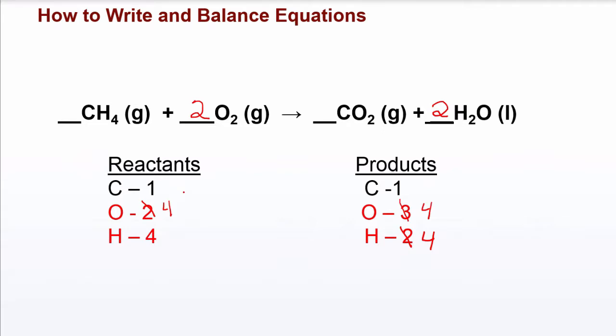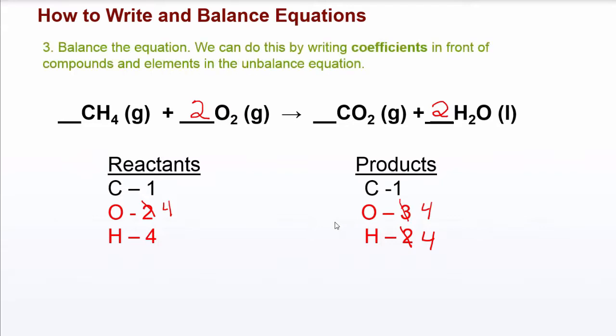So it's a bit of trial and error, working with the simpler compounds first. So notice I went with the hydrogen first because there was only 1 molecule contributing to hydrogen on either side, so I could manipulate that more easily than the oxygen. Okay, so that's how you do it, writing the coefficients in front.